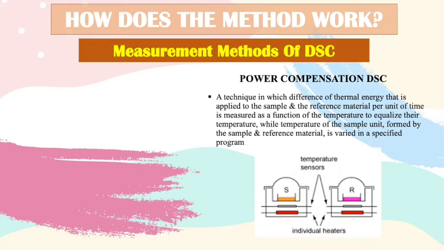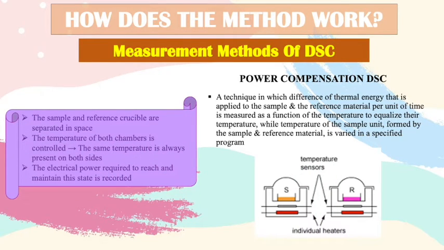The second one is the power compensation DSC. It is a technique in which the difference of thermal energy that is applied to the sample and the reference material per unit of time is measured as a function of the temperature to equalize the temperature, while the temperature of the sample unit formed by the sample and reference material is varied in a specified program.